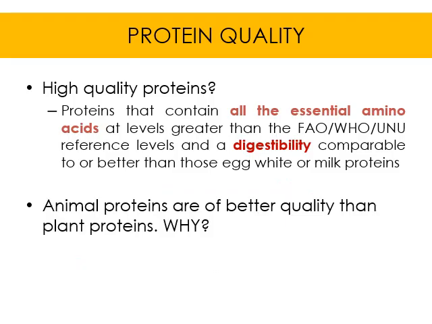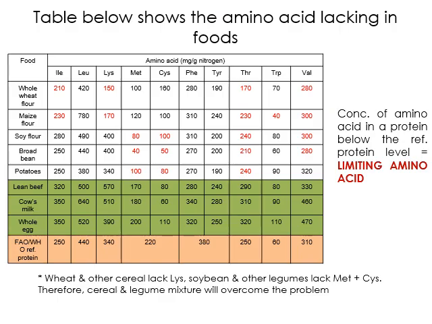So before that, we're just going to look into proteins. Okay, in food, it's not always only about the composition. We also want to look at the quality of proteins. So high quality proteins are proteins that contain all the essential amino acids at levels greater than the FAO, WHO, UNU reference level, and have digestibility comparable to or better than egg white and milk proteins. So animal proteins are of better quality than plant protein. Okay, so why? As I mentioned before, high quality proteins contain all the essential amino acids.